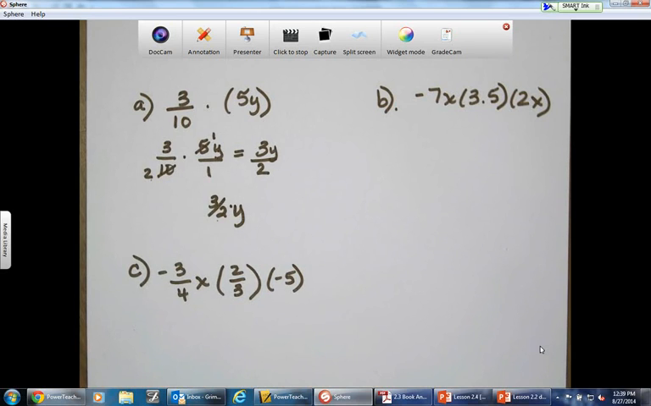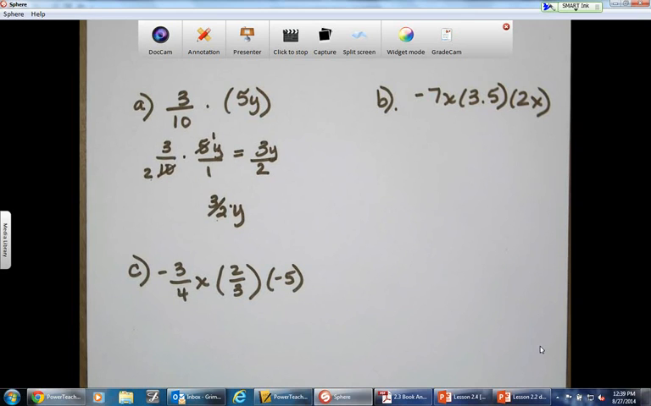Yeah. There would be no reason to on this one. All right, so let's look at letter B. I have a negative 7x times 3.5 times a 2x. So everything here is straight multiplication.